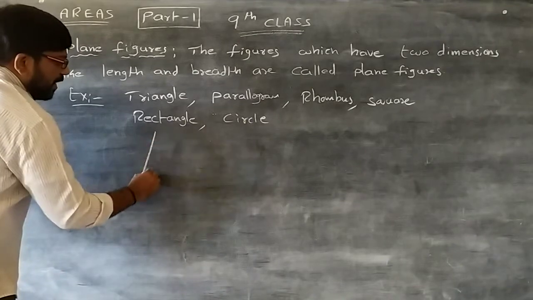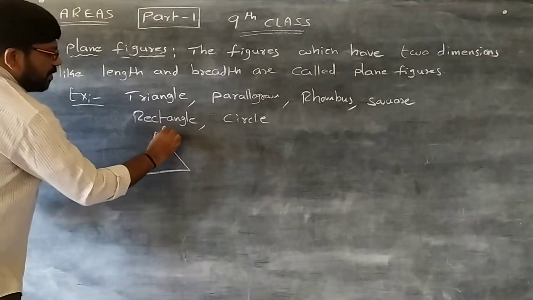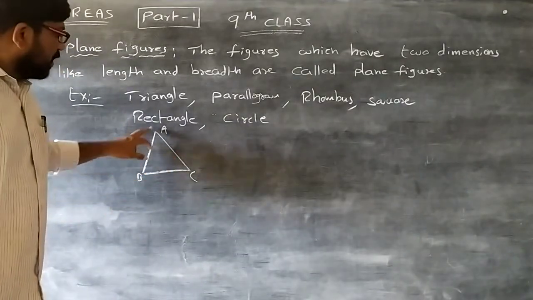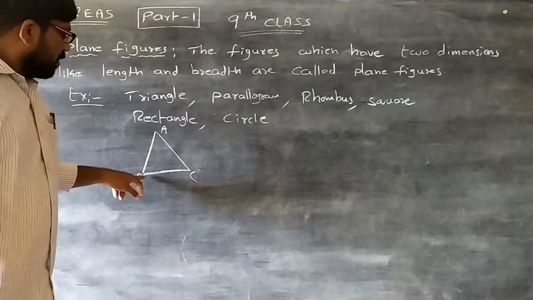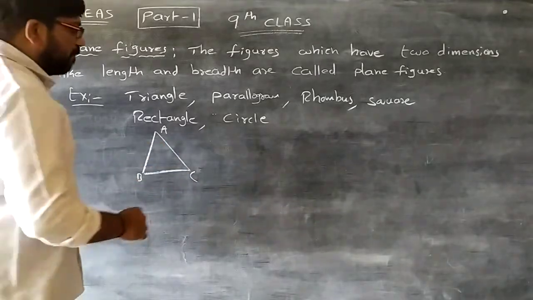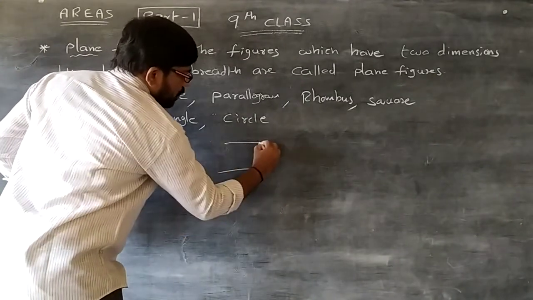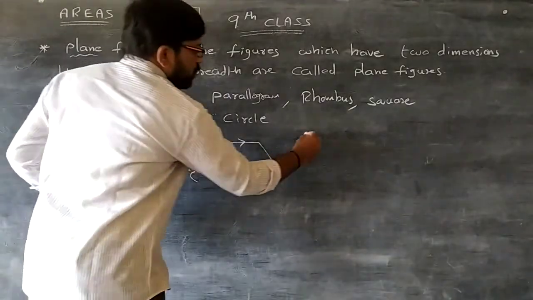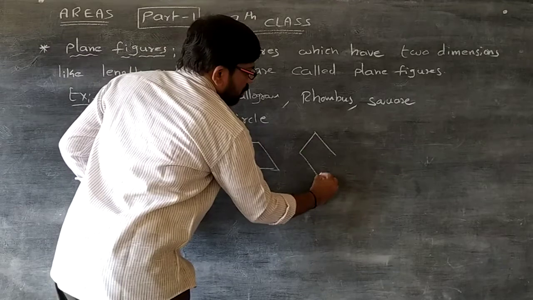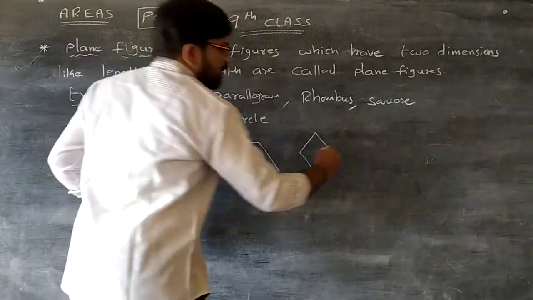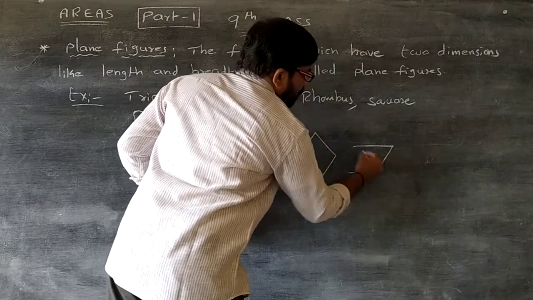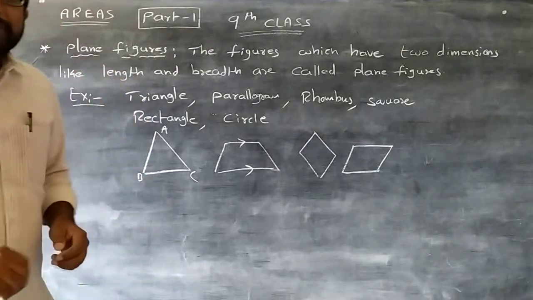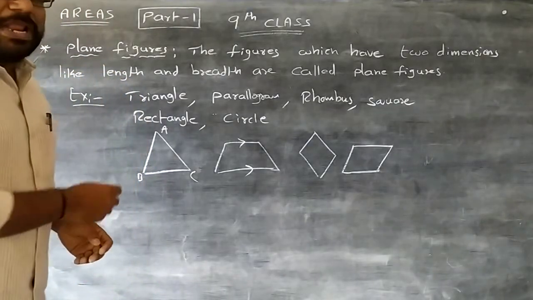So it is a triangle, right? ABC is a triangle. It is a plane figure with three sides, a closed plane figure having three sides. It is the triangle shape. Next, it is the trapezium shape. Next, rhombus, right? And next, parallelogram. So these are all plane figures. In this chapter, we discuss the areas of plane figures, right?